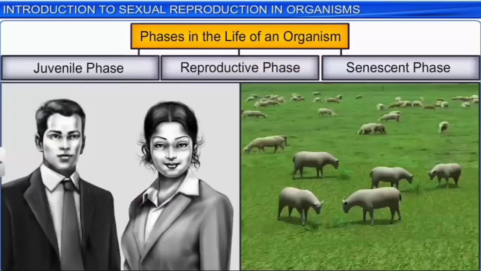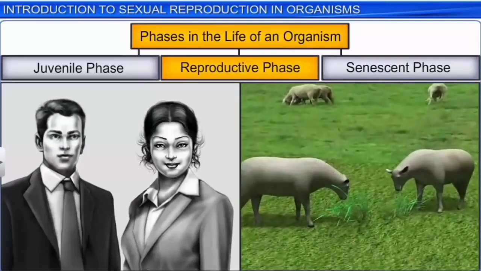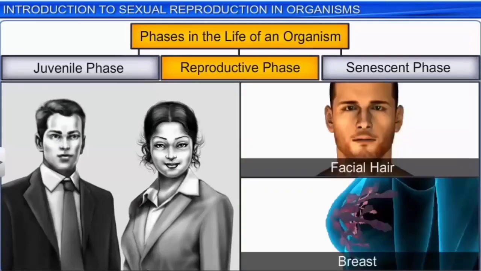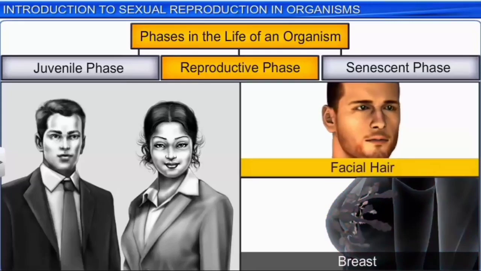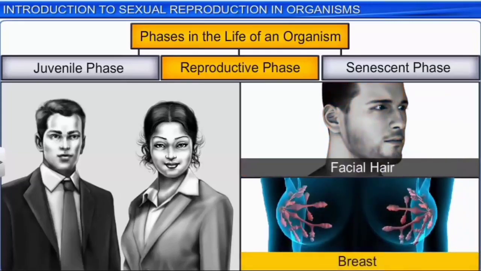Just as plants develop specialized structures during the reproductive phase, animals too show certain morphological and physiological changes. In human beings, for example, the reproductive phase, which starts with puberty, leads to the development of male and female secondary sexual characters such as facial hair in male and breasts, which are seen more prominently in females.